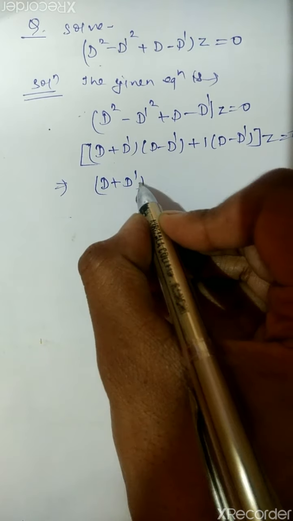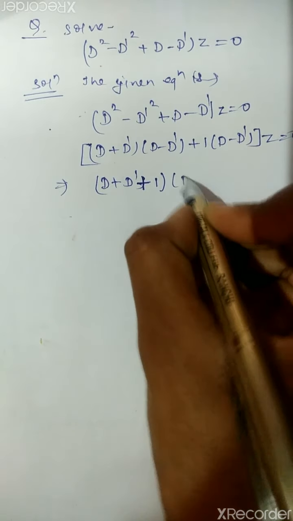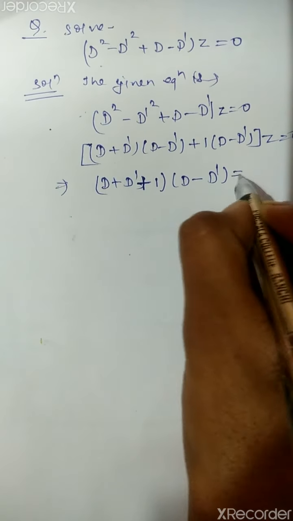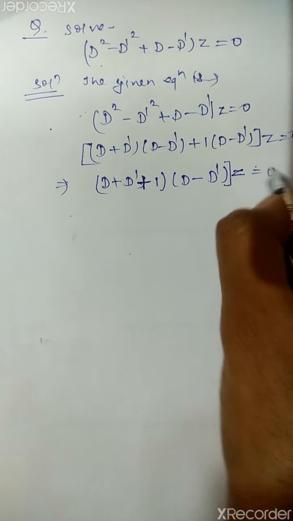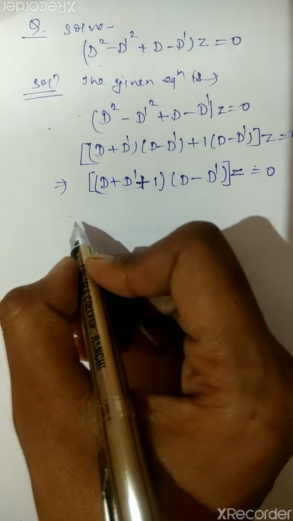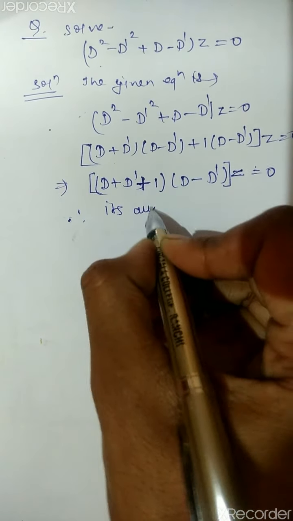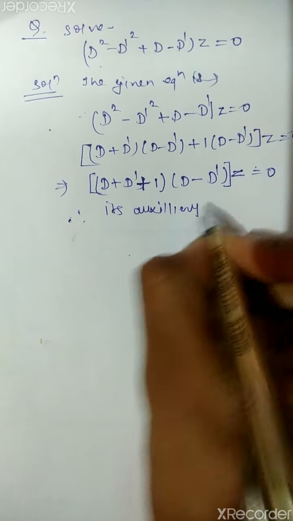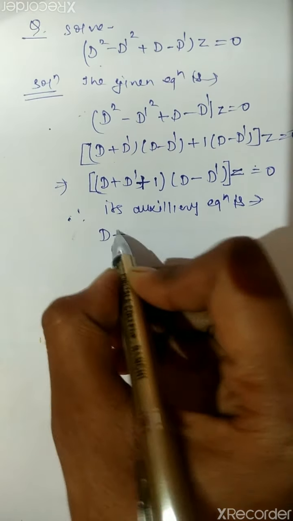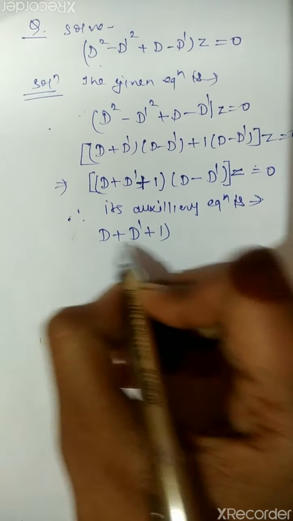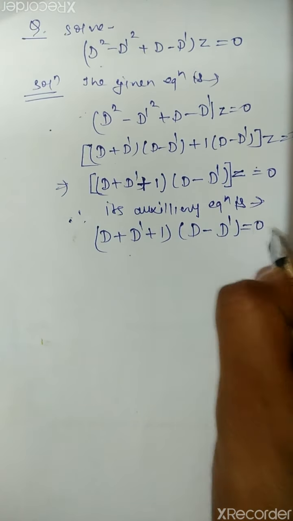You're having here plus, so plus 1. Fine. D plus d dash plus 1 and then d minus d dash equals to, into z equals to 0. Therefore, its auxiliary equation is, we can write the auxiliary equation in terms of d. So d plus d dash plus 1 into d minus d dash equals to 0.